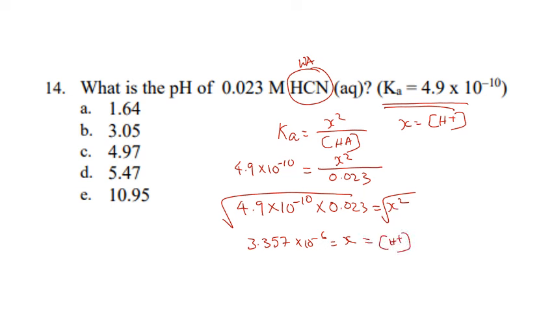After getting the hydrogen ion concentration, pH equals negative log of the hydrogen ion concentration, which is negative log of 3.357 times 10 to the power negative 6, that equals 5.47. That's going to be our pH, which is answer D.